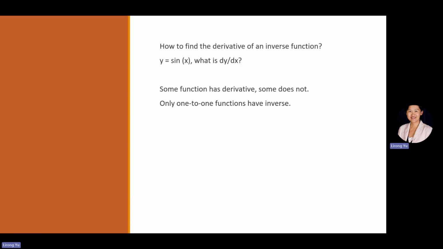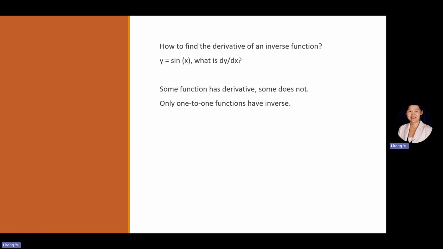Some functions have an inverse, some functions do not. To have an inverse function, the function itself has to be 1-to-1. For example, one of the common examples that has an inverse is the logarithm and exponential function. Now, for example, y equal e to the x, most of the exponential functions behave similar to it. It looks like this. So what's the inverse? The inverse of y equal e to the x is y equal ln of x.